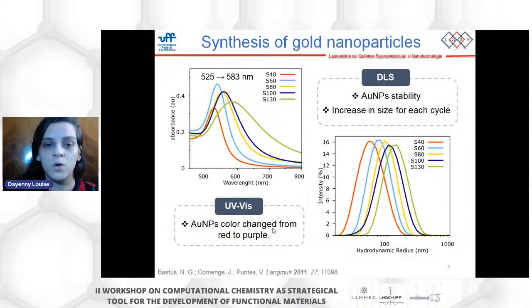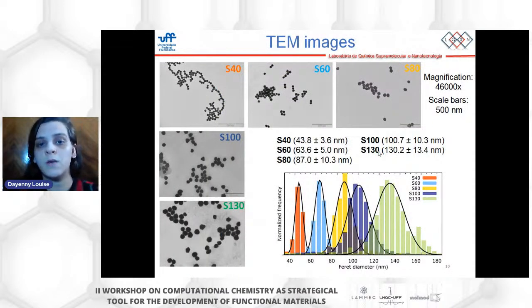So these gold nanoparticles were characterized by UV spectroscopy, and we can see a color change from red to purple and a change in the plasmonic resonance band. And here the DLS measurements showed great stability for these gold nanoparticles and an increase in size for each cycle of the synthesis. The other characterization that we did was transmission electron microscopy. And we can see here that all the different sizes were spherical in shape. And these measurements were processed so we could calculate the size for each of the cycles that we did.